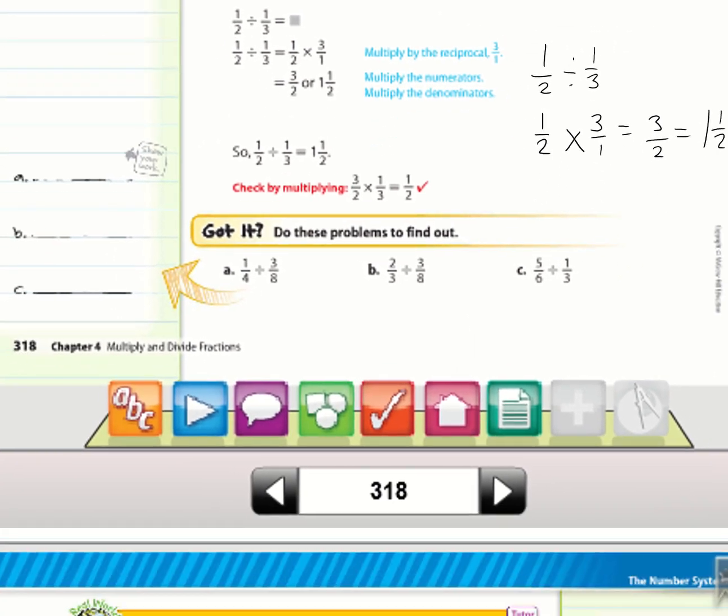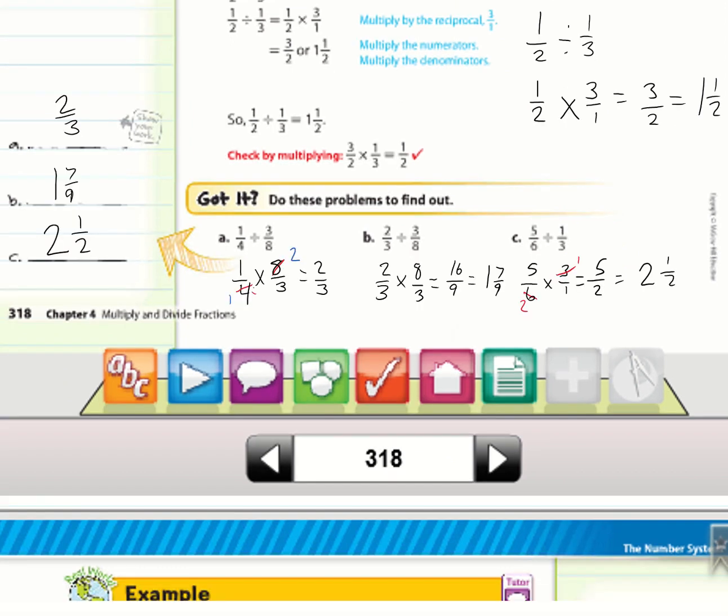So go ahead and try the Got It, pause the video, and try A, B, and C. So here are my answers. So I have 1 over 4 times 8 over 3. I cross-divided because 8 and 4 both have compatible numbers, so I divided each of them by 4. 8 divided by 4 equals 2. 4 divided by 4 equals 1. So that changed to a 2, and that changed to a 1. So 1 over 1 times 2 over 3 equals 2 over 3.